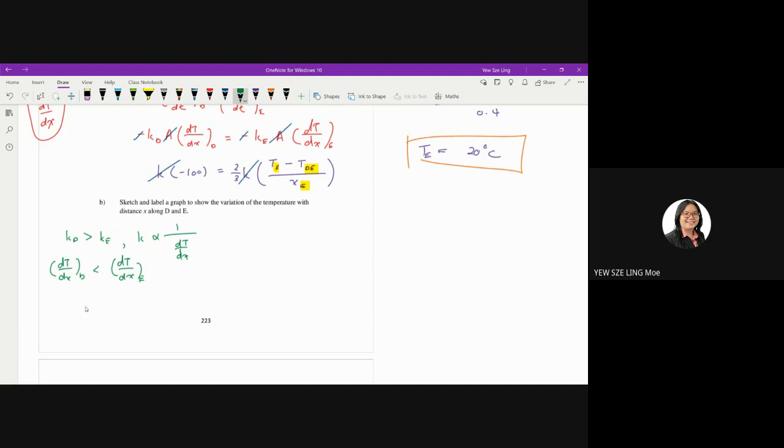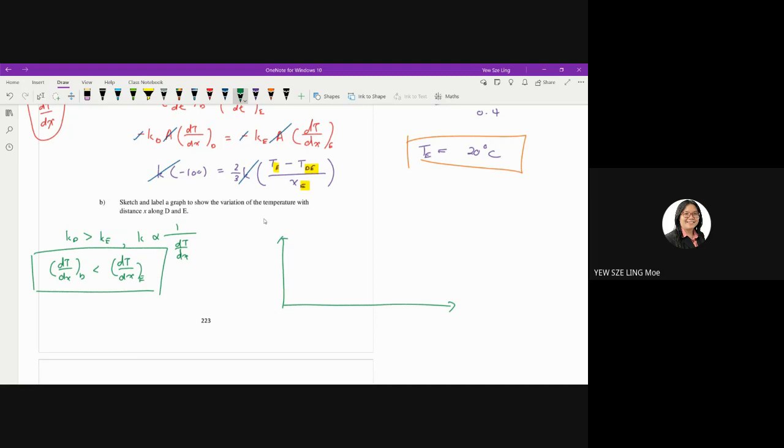Which one is steeper? If you look at these two values, rod E should be steeper compared to rod D, because of this equation. So when it comes to graph sketching, if you are not given the values, then you have to check which one has the larger dT over dx.